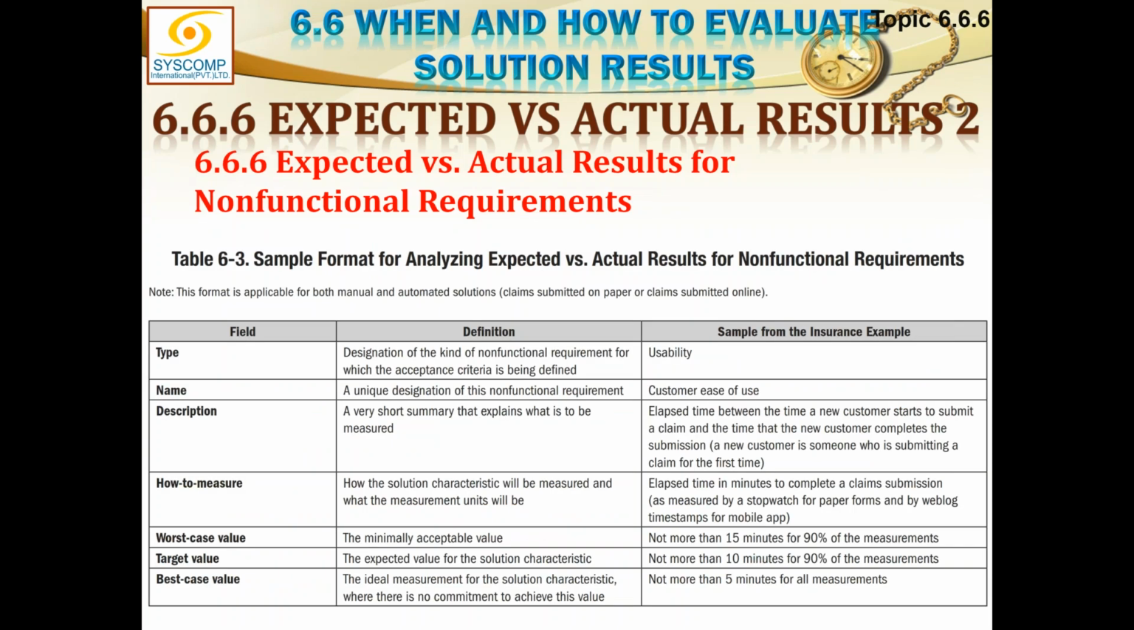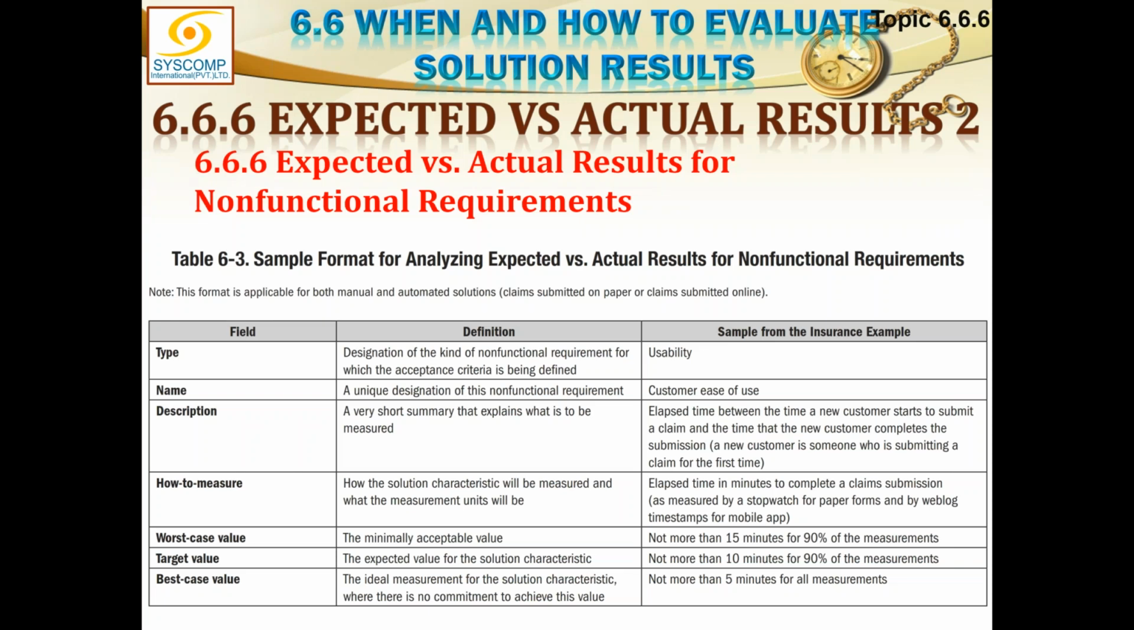So now just look at this table. This is the sample format for analyzing expected and actual results for a non-functional requirement. So what do we have here? Here we have the type, name, description, how to measure, worst case value, target value, and best case value. So this is for non-functional requirements, in which we are not very specific.